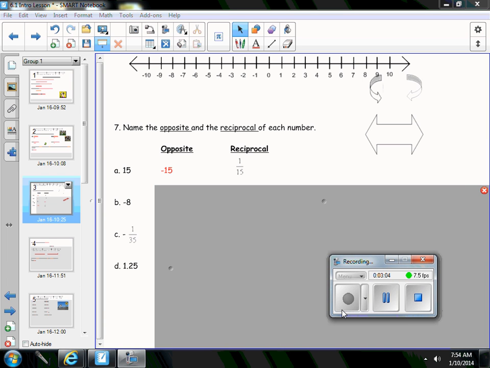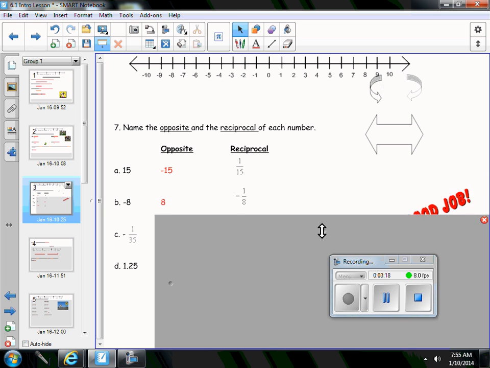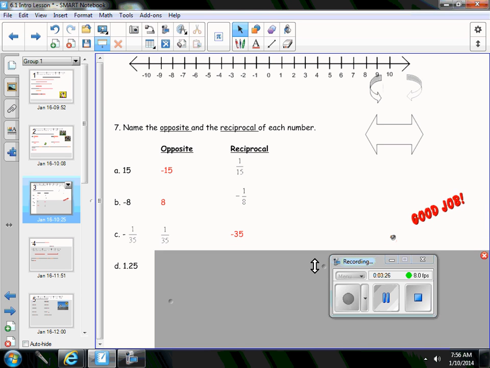The reciprocal of 15 is 1/15. So now the opposite of -8 would be 8. Then the reciprocal of -8 is -1/8. So the opposite of -1/35 would be 1/35. Its reciprocal would be -35.